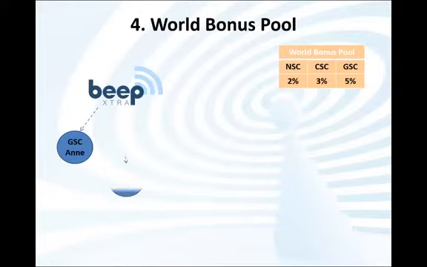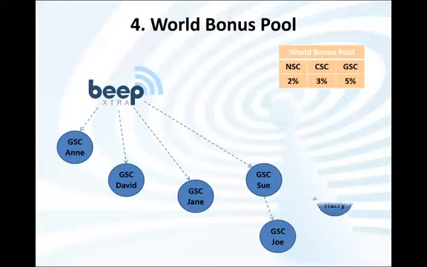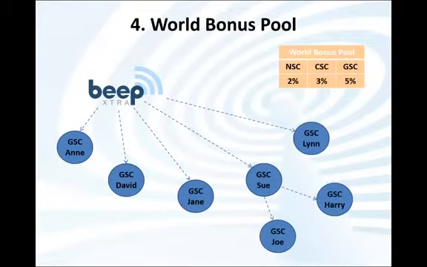In this slide, we will simplify the whole World Bonus Pool to just a few GSCs. On each commission run, Beep will calculate the percentage of sales that each GSC contributes to the global turnover. Depending on the percentage of the whole, which is 100%, determines the amount each GSC receives. The more GSCs reach their level, the higher the turnover of sales that enter the World Bonus Pool. Therefore, the pool only gets bigger the more members qualify for the pool.